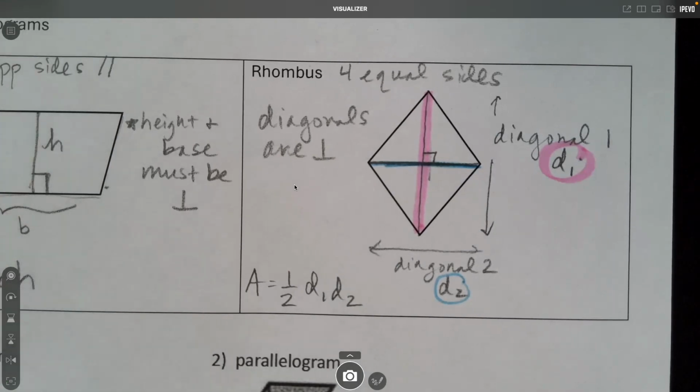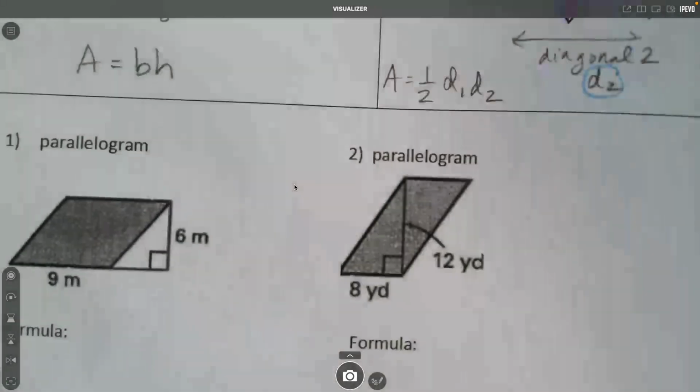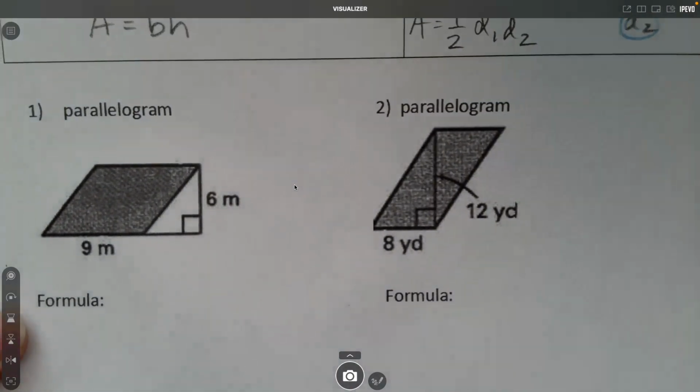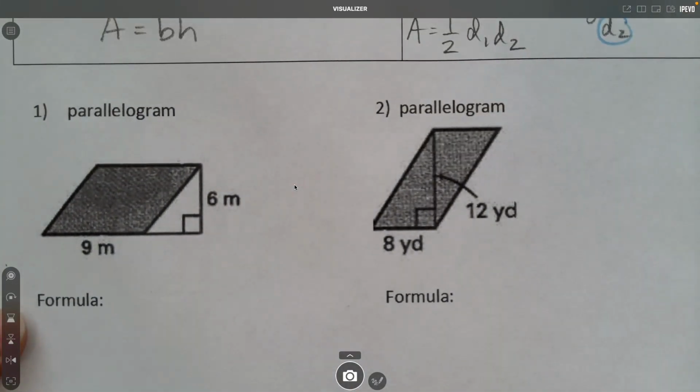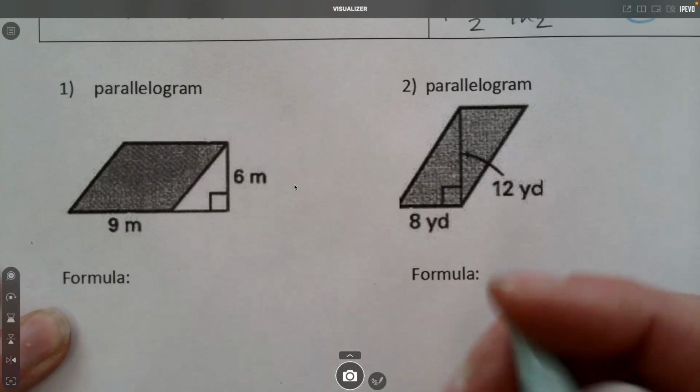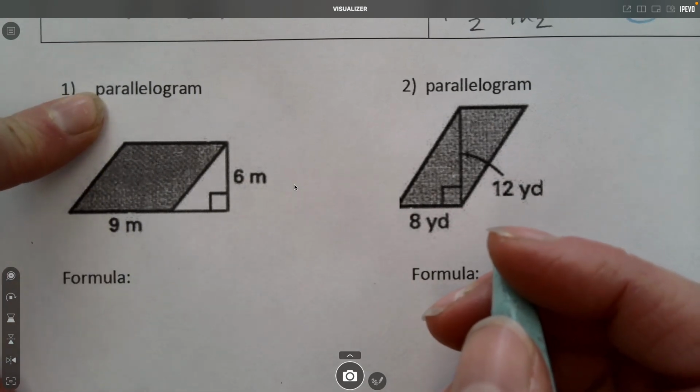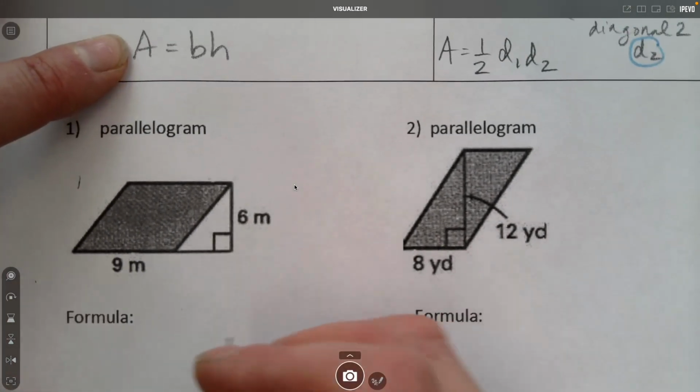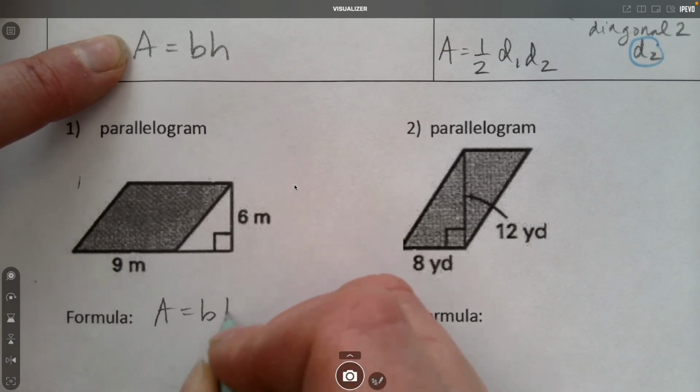So for the first problem, first and second, they're having us look at area of a parallelogram. So they're telling us it's a parallelogram. We don't have to worry about opposite sides parallel. We know that it's a parallelogram. We know what formula to use, so let's copy our formula from up above. Area equals base times height.